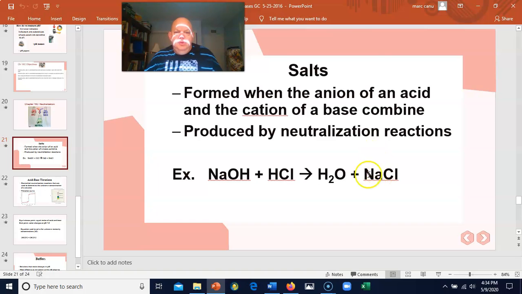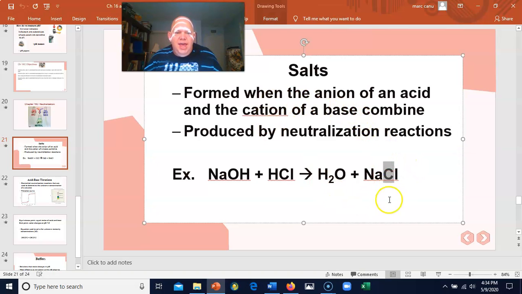Okay, so this is what happens. This is the salt. The anion of the acid, which is the Cl, because that's a -1, combines with the cation of the base, Na+.